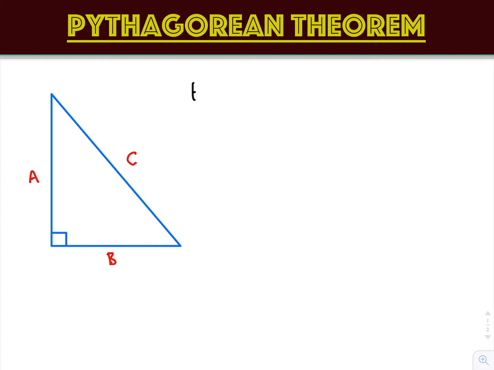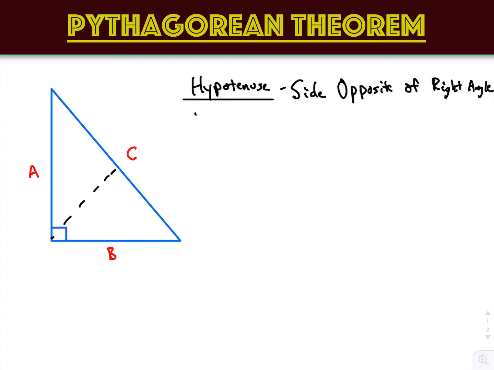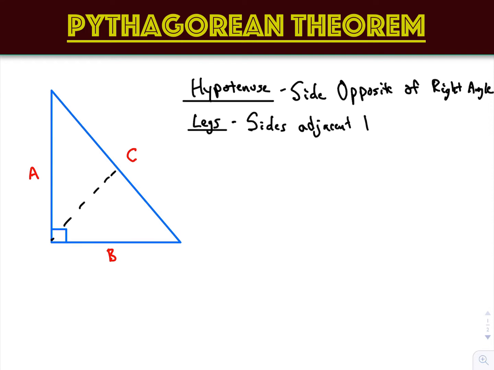So first of all, the first word, hypotenuse. Hypotenuse has to do with the side opposite of the right angle. In this case, if we find our right angle and go opposite of it, we see that directly opposite of our right angle is side C. The legs are the sides adjacent to the right angle. So adjacent meaning next to. In that case, next to is A and next to is B.